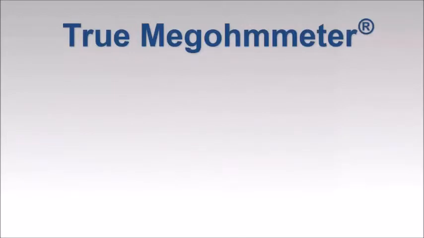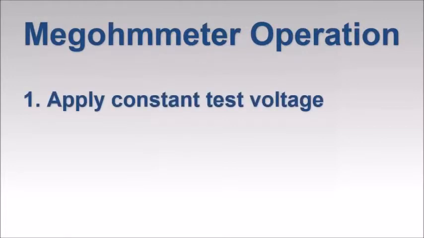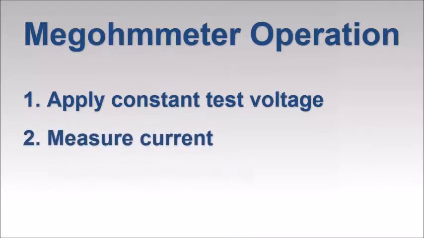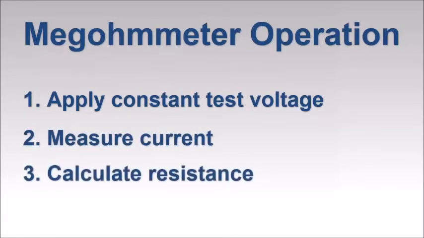Another term unique to the AEMC world is True Megameter. To understand its meaning, consider the general principle behind how megameters operate. Basically, these instruments apply a constant voltage to the insulation under test, measure current on the conductor, and then calculate and display resistance in accordance with Ohm's law.